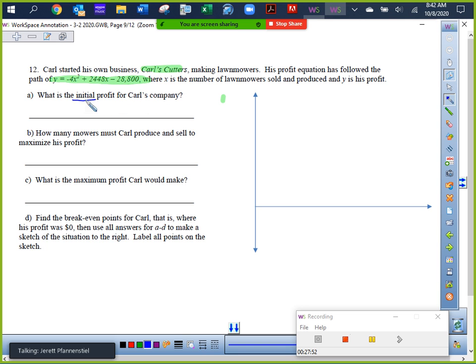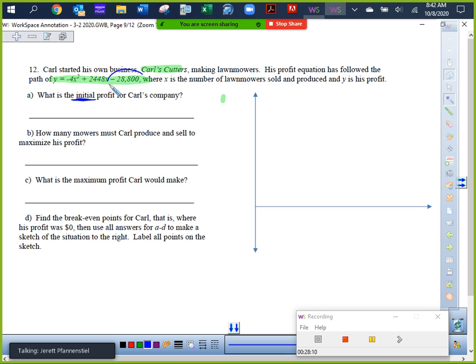Initial. Talked about it last time. Initial is which one? X-intercept, y-intercept, or vertex? It's the y-intercept. Can you tell by looking who the y-intercept is? Remember you let x equal 0? So what is the initial profit for Carl's company?